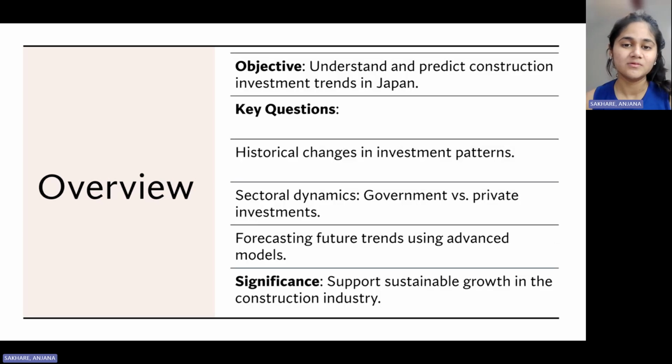So next I will give a brief description and talk about the obstacles that we have faced here. So this overview slide sums up the main features of the project. This project's main goals are to predict the future trends, understand contributions across the different sectors, and analyze the past investment trends as well. This study implements both machine learning and the statistical techniques to give greater accuracy. The significance of this is to support sustainable development in the construction sector.